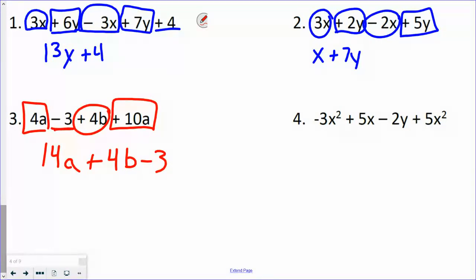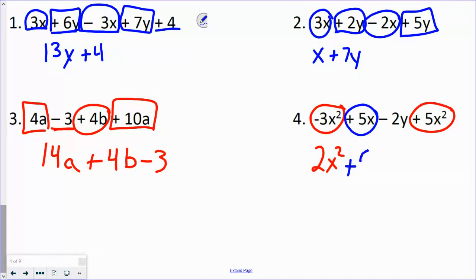Alright, now we have exponents. So this is where I'm going to have to keep this one together. So that gives me my 2x squared. Then I have a 5x, but there's no other plain x to put with it, so that's why we keep it as it is. And I have a negative 2y, no other y, so it stays as it is. Any questions? Go ahead.